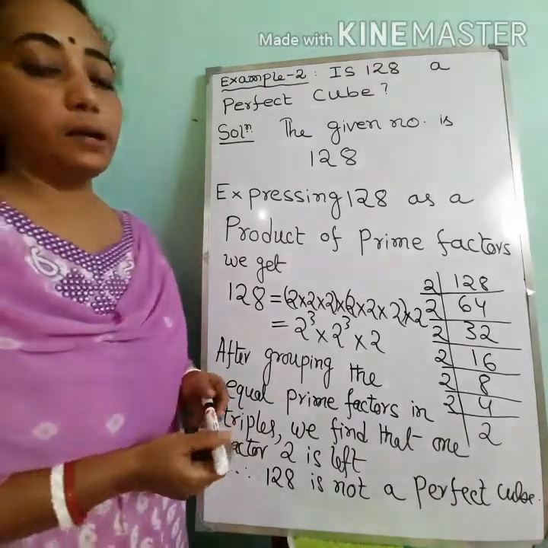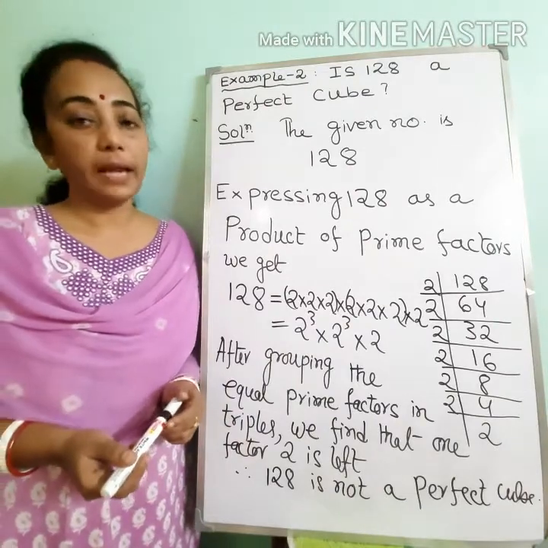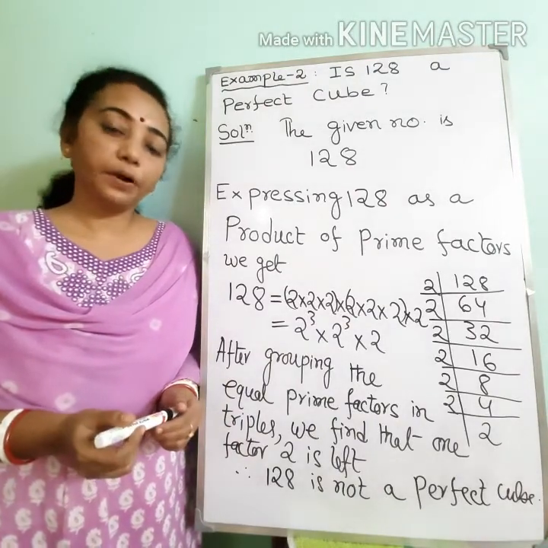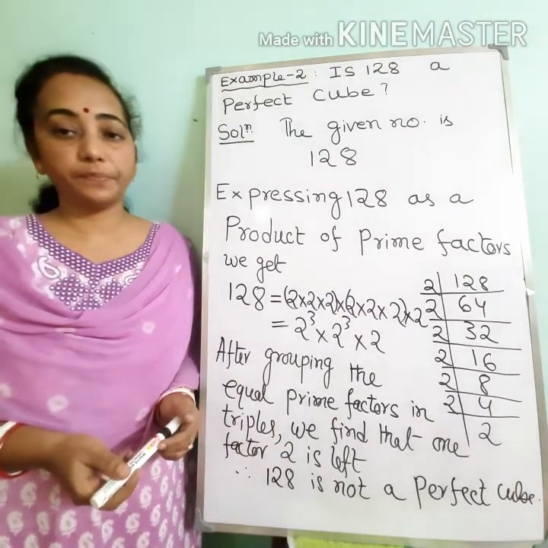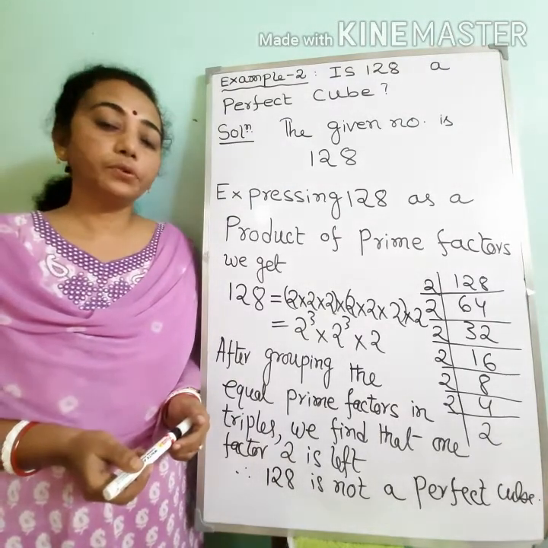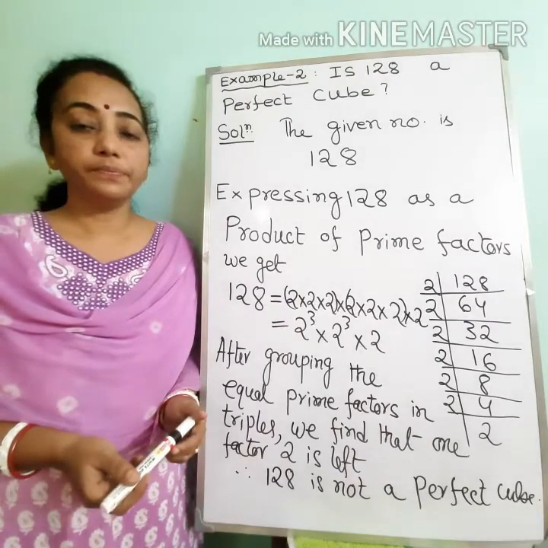So in this way, we can check whether any given natural number is a perfect cube or not by using the prime factorization method. So I hope all of you understood this method.